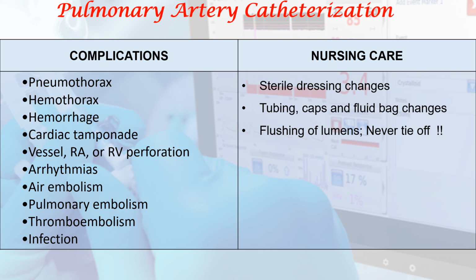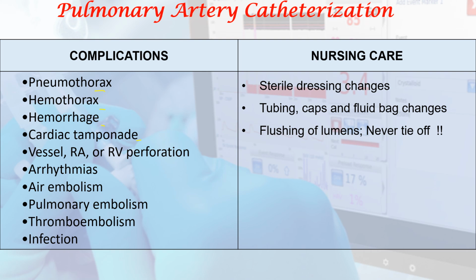This is the important aspect. What complications can we expect when a patient is on pulmonary artery catheterization, and what is the nursing care? The complications are pneumothorax, hemothorax, hemorrhage, cardiac tamponade, right atrial or right ventricular perforation, arrhythmia, air embolism, pulmonary embolism, thromboembolism, and infections. These are very simple terms.